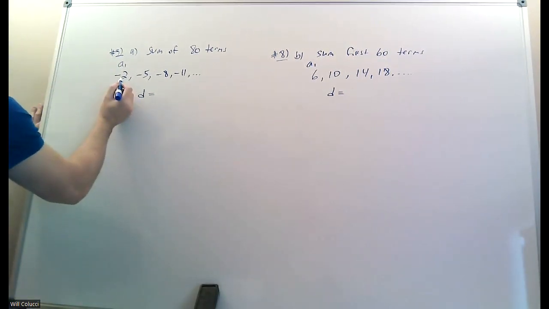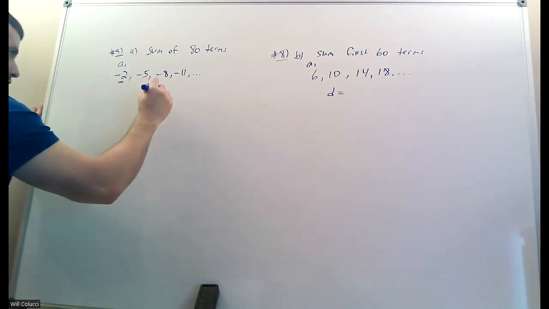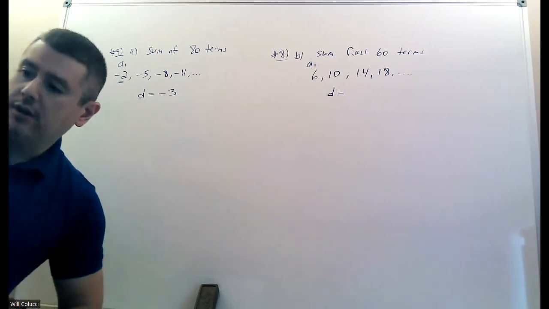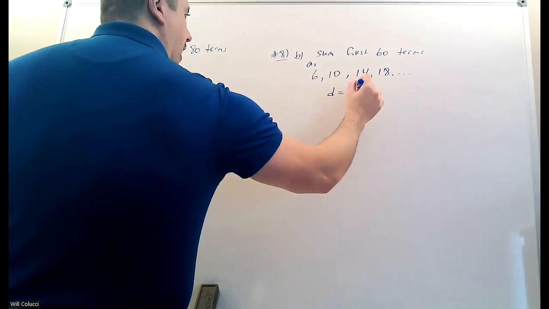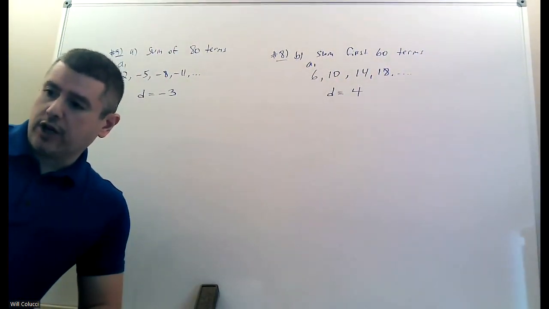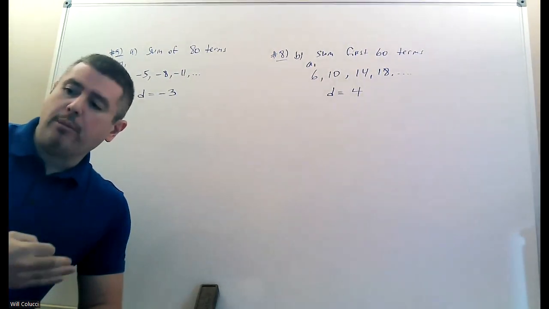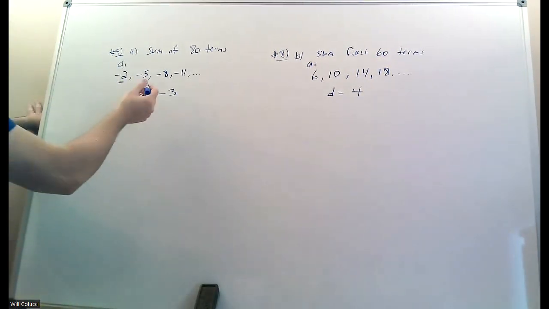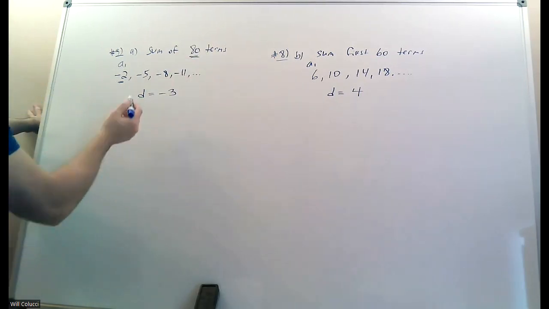Here, these are dropping by 3 each time, right? They're going down by 3. You're taking away 3 each time. So the little d, the common difference, is -3. On this one, they're going up by 4 each time. So the little d is 4. Again, the little d stands for the common difference. That's why these are arithmetic sequences. They're going up or down by the exact same amount every time. So it's easy to determine what the nth term is and what the sum is.